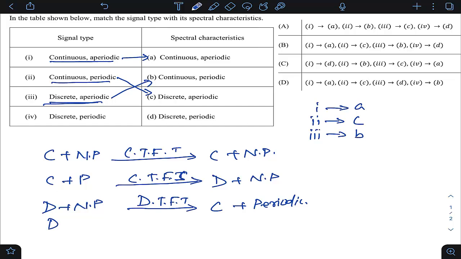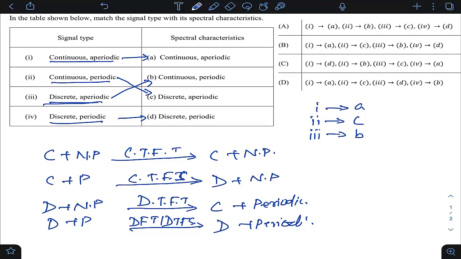And the last one, discrete and periodic. So this is nothing but your DFT or your DTFS. So in this case, what happens? The corresponding spectrum is again discrete and periodic. So discrete periodic corresponds to discrete periodic. So 4 corresponds to D. So ACBD. ACBD, right? Yeah, ACBD. It is satisfying option B. So B is the right answer.